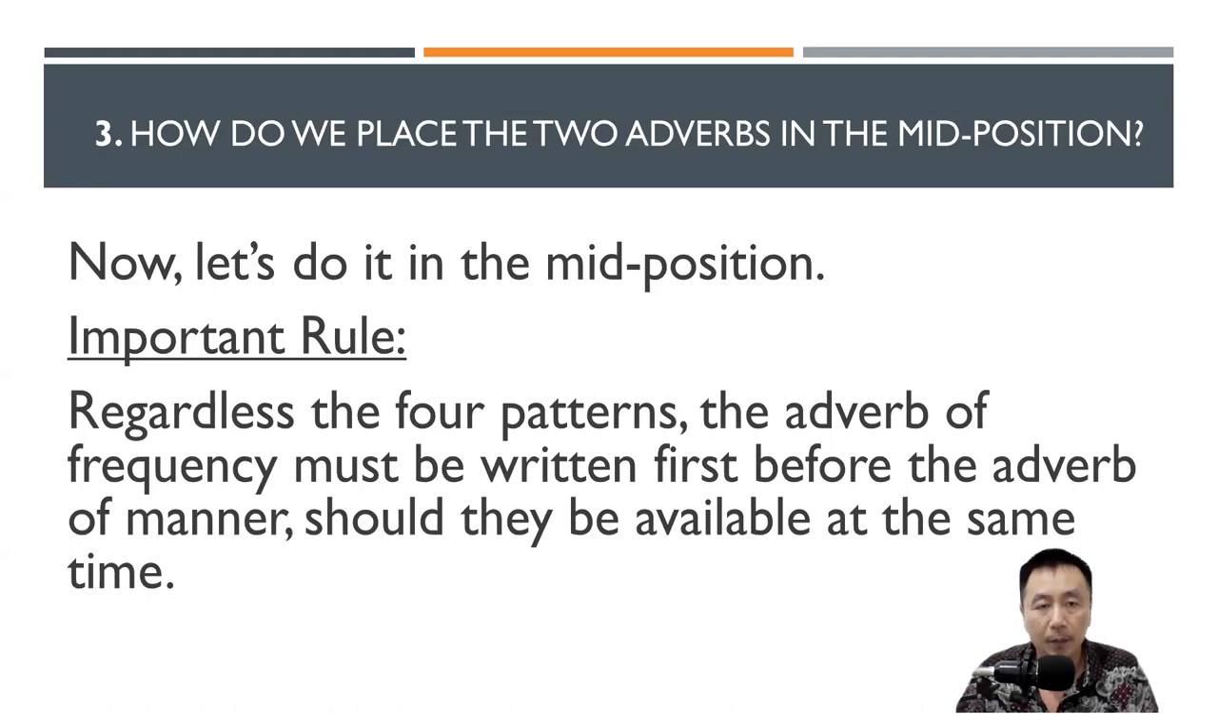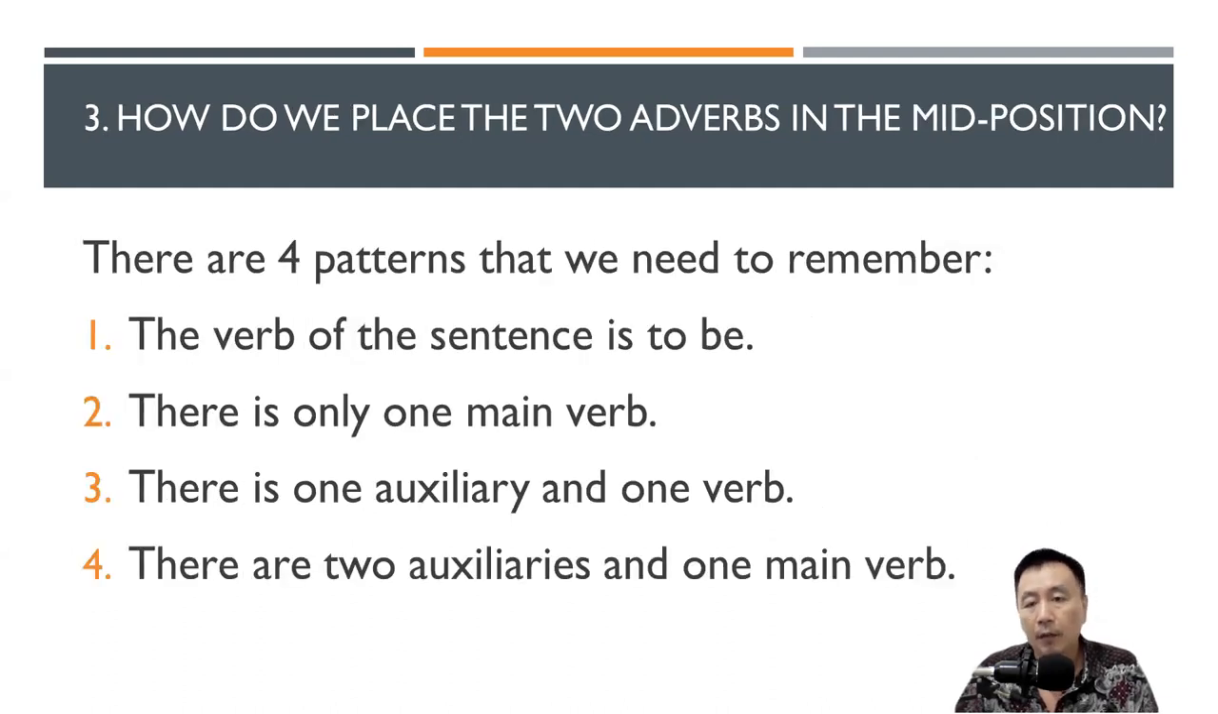Now, let's do it in the mid position. We are going to have 4 patterns. The adverb of frequency must be written first before the adverb of manner when they are available at the same time. This is the most important rule for you to memorize. There are 4 patterns that we need to remember. Number 1, the verb of the sentence is to be. Number 2, there is only one main verb. Number 3, there is one auxiliary and one verb. Number 4, there are 2 auxiliaries and one main verb.